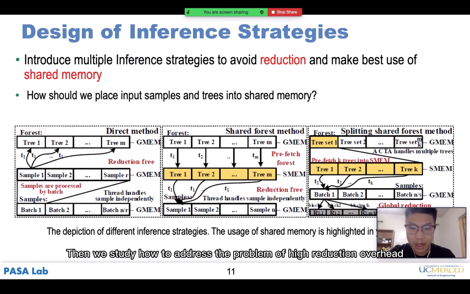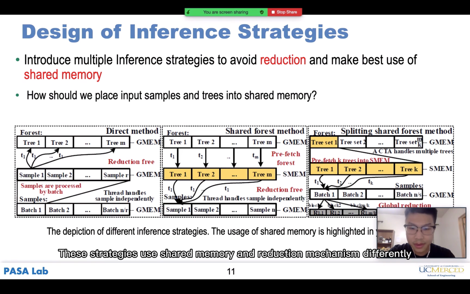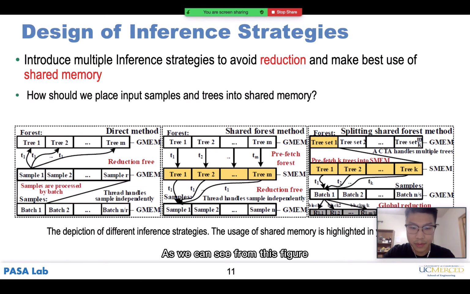Then, we study how to address the problem of high reduction overhead. We also explore how to make best use of shared memory for high performance. To avoid this reduction and explore the performance potential of shared memory, we introduce several inference structures as follows. These structures use shared memory and the reduction mechanism differently. As we can see from this figure, the shared memory usage is highlighted in yellow.